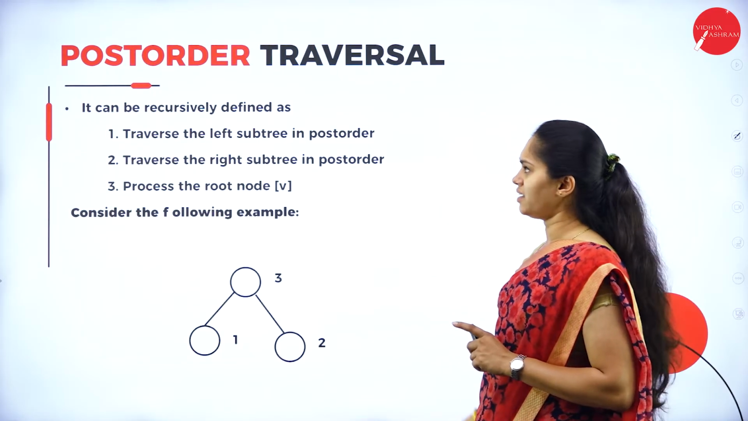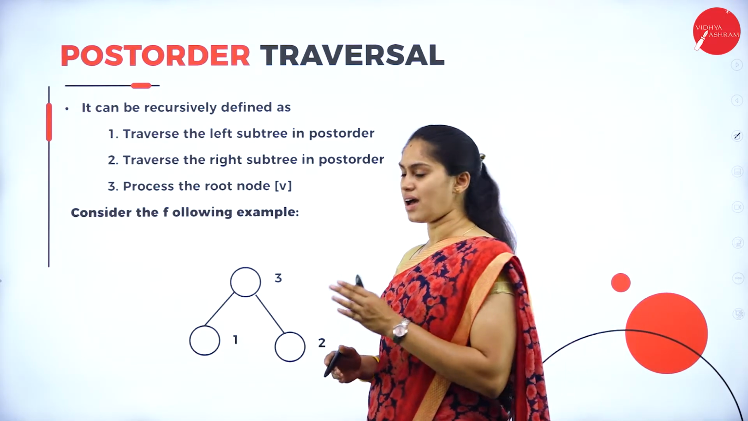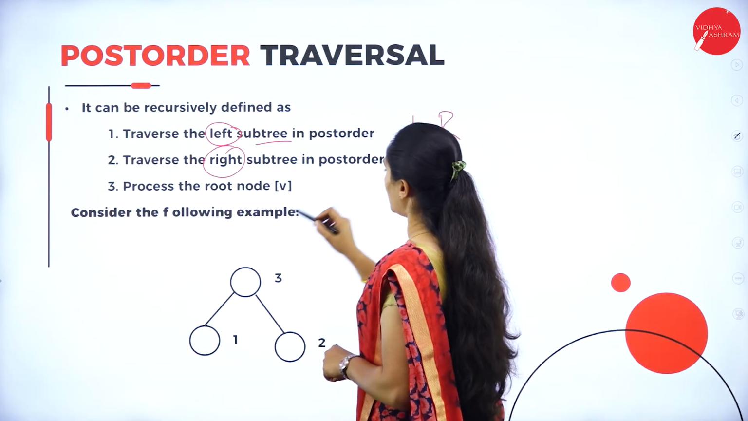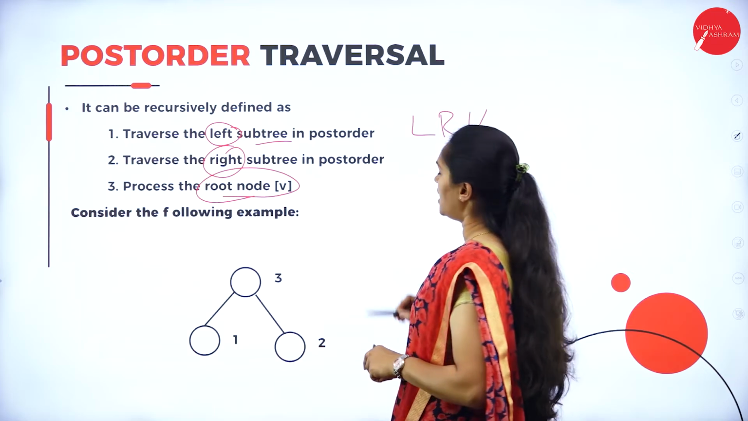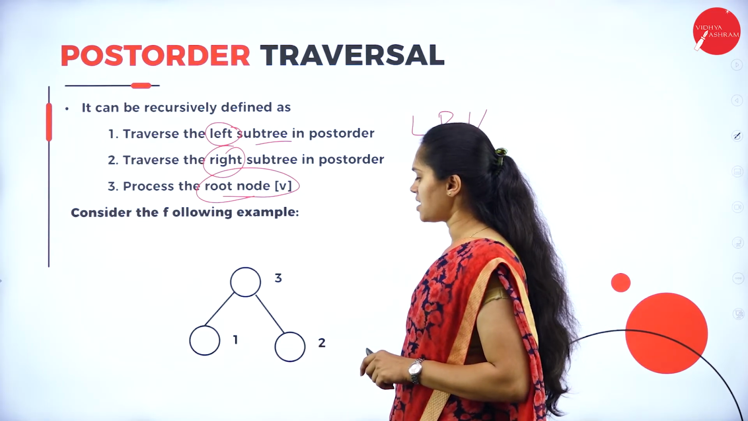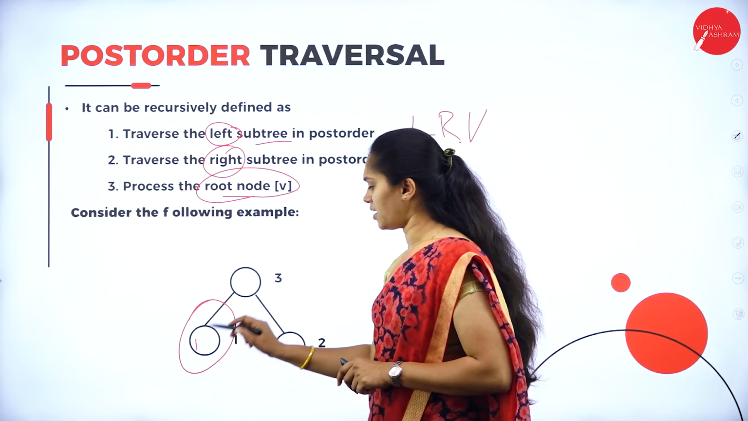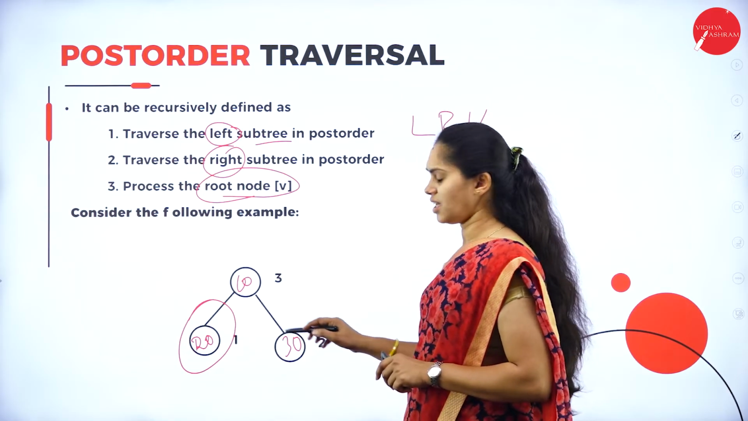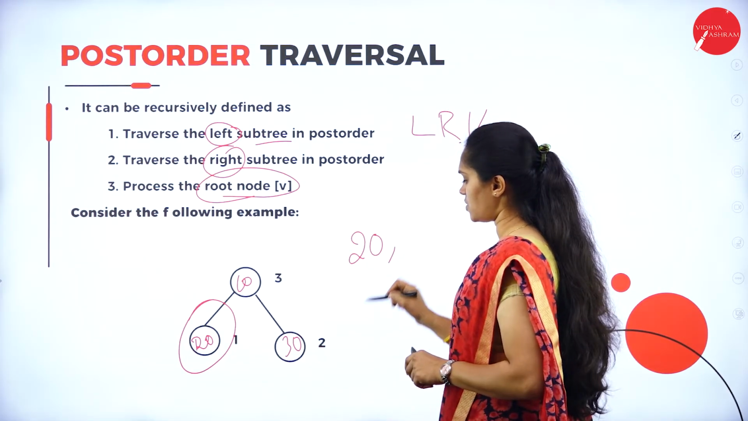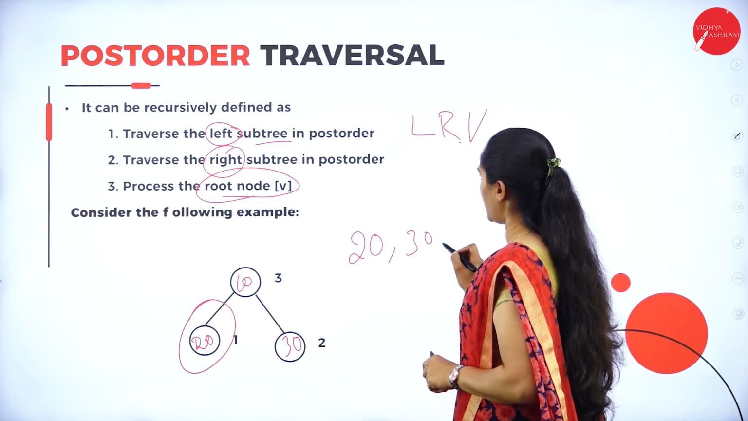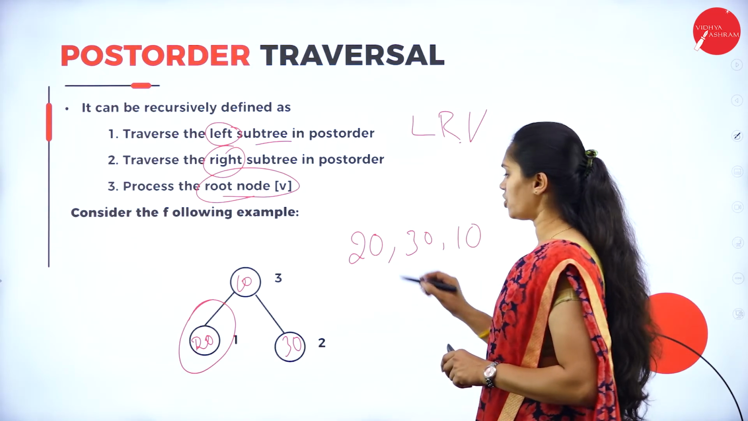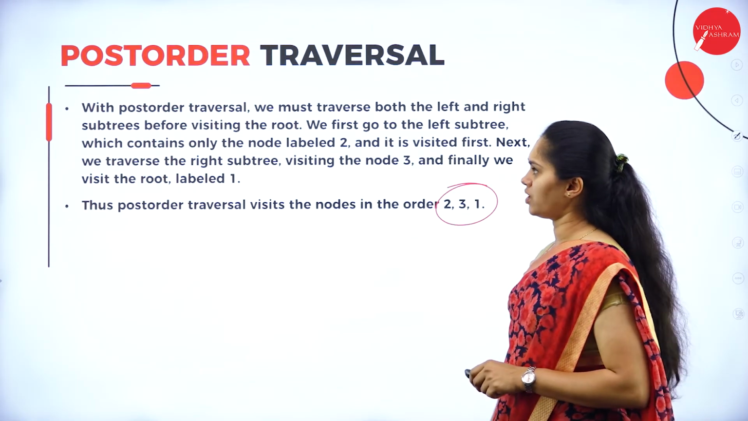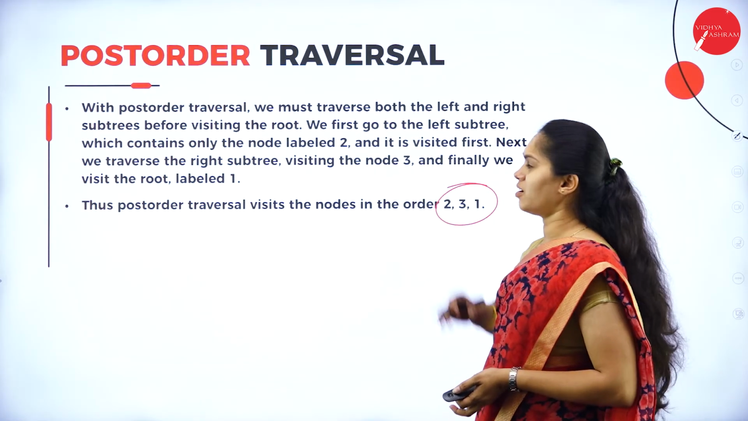What about post-order then? As the name indicates, post means at last. First I traverse the left subtree, then I visit the right subtree, then at last I visit the root node: L, R, V. Let me consider 10, 20 and 30 again. First I visit the left subtree, that is 20, then the right subtree, that is 30, and at last the root node, 10: 20, 30, 10. Then how will the order be? 2, 3, 1. This is how we traverse in post-order traversal.